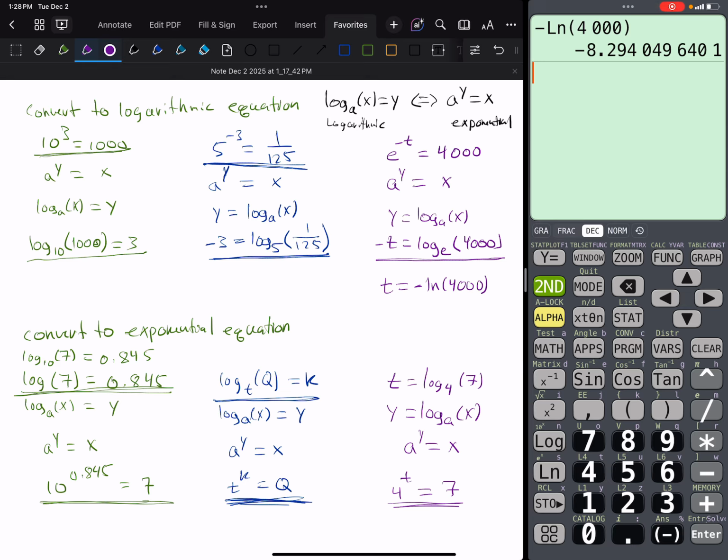And so there's a few examples of how we convert back and forth between logarithmic and exponential equations using that definition of a logarithm. Hope that's helpful to you.